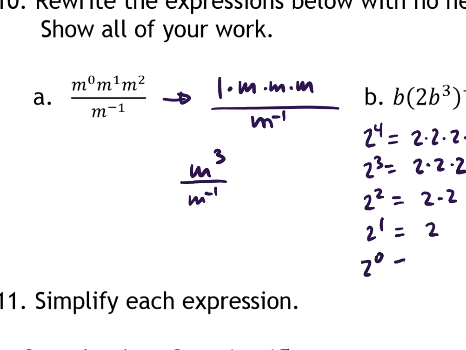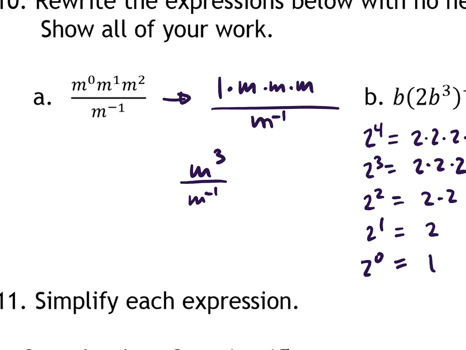2 to the 0 power. Now, if you're stuck, let's just kind of inductively look at what's happening here. As I follow this pattern of decreasing my exponents, notice I go from 16 to 8. I get there by dividing by 2. Next, 8 divided by 2 is 4. 4 divided by 2 is 2. And if I go to the next step, 2 divided by 2 would equal 1. So this is an inductive argument as to why 2 to the 0 power equals 1.